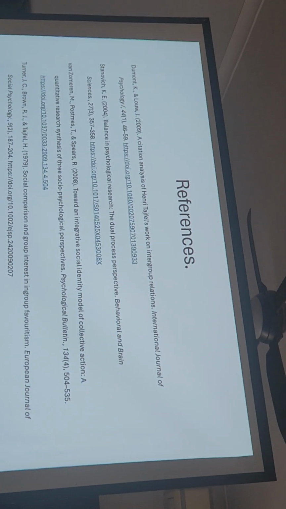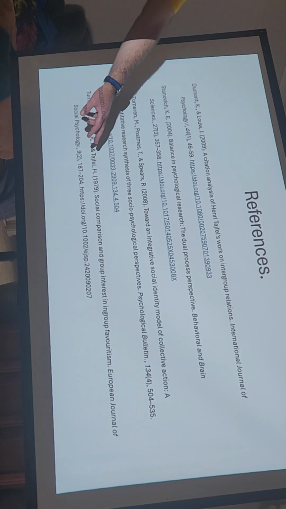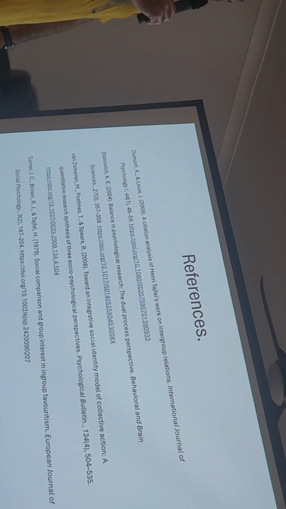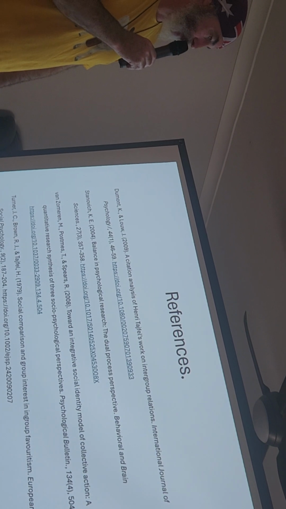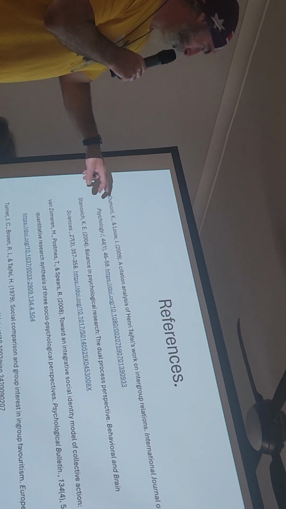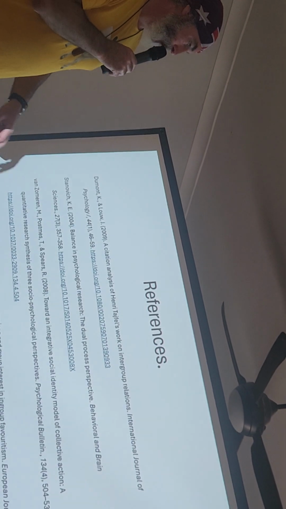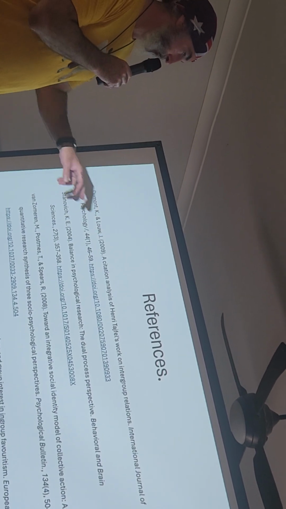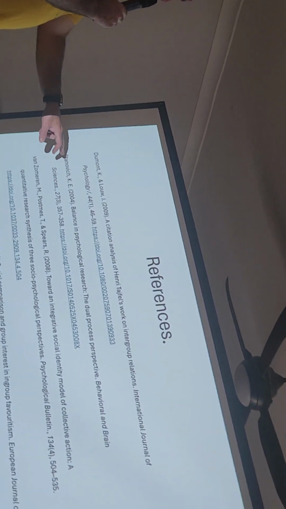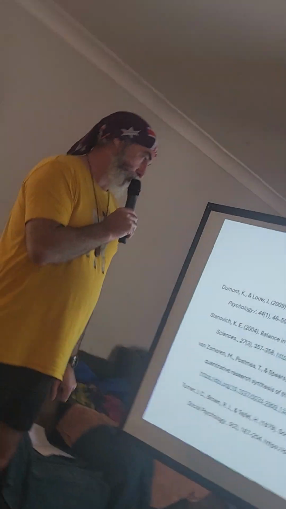The references I used here are obviously the original article we looked at, Turner, Brown and Tajfel in 1979, Social Comparison and Group Interest in Group Favoritism, published in the European Journal of Social Psychology. Also Dumont published a citation analysis of Henri's work on intergroup relations, published in the International Journal of Psychology, and Stangor and Zoman, Baseman, Spears' work there.